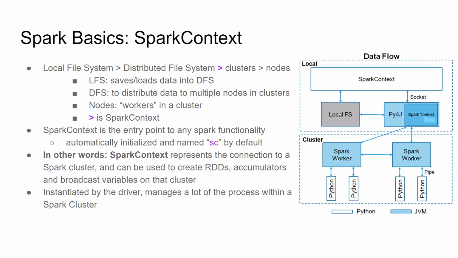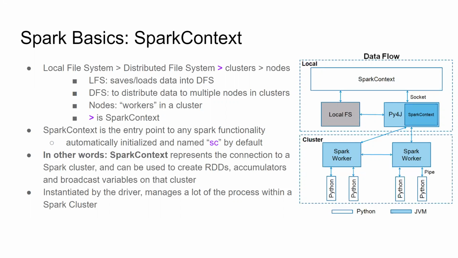Moving on to distributed file system. Spark uses a distributed file system so that the data can be distributed to multiple nodes in a cluster. And the local file system is kind of just there to save and load stuff into the distributed file system. So that's basically how the data flows. It goes from local file system, distributed file system, to clusters and nodes.